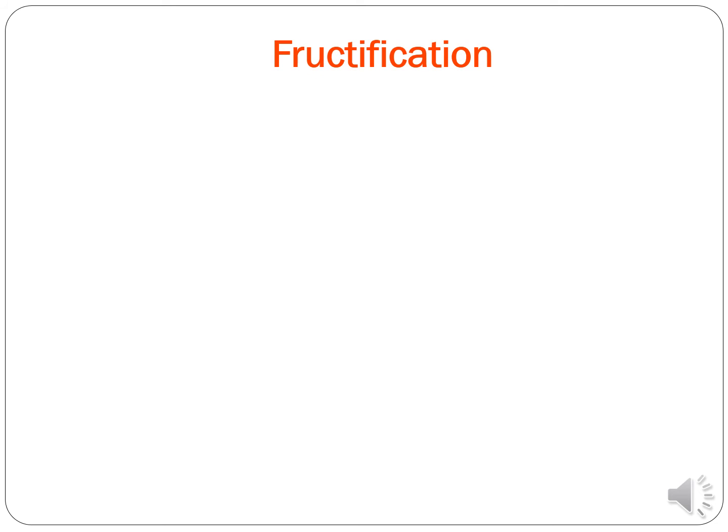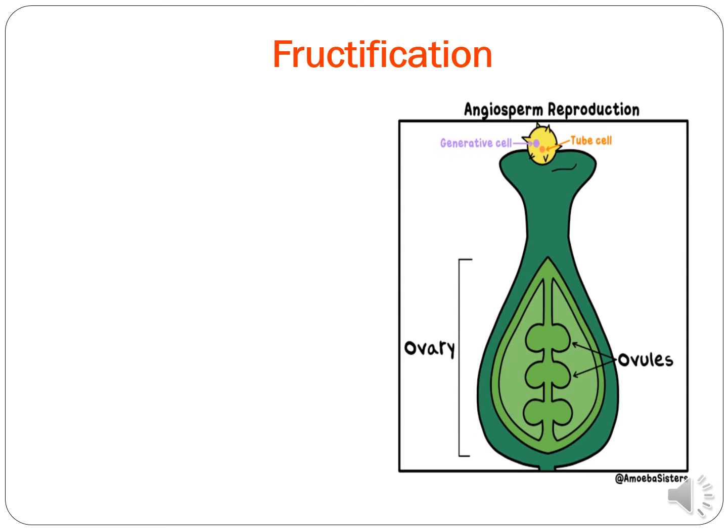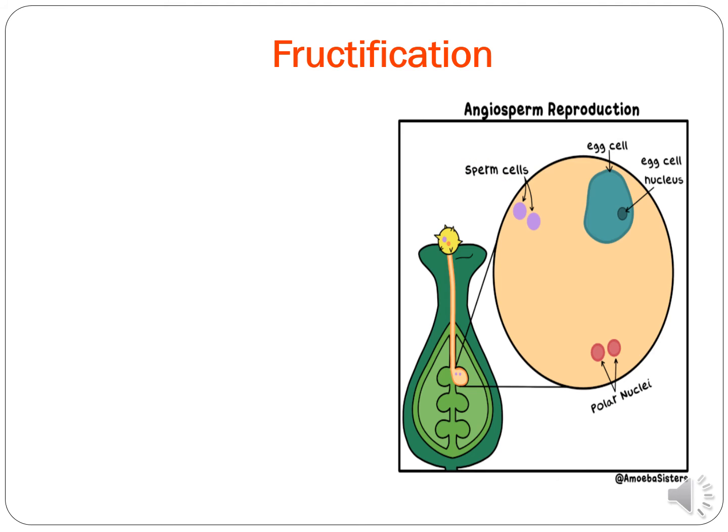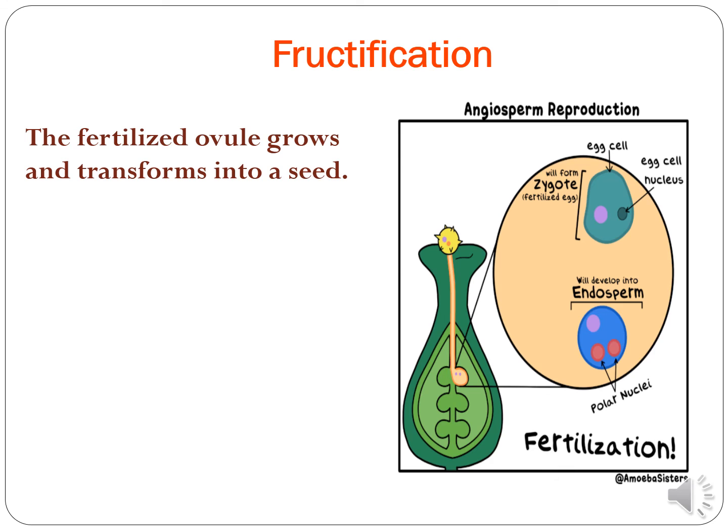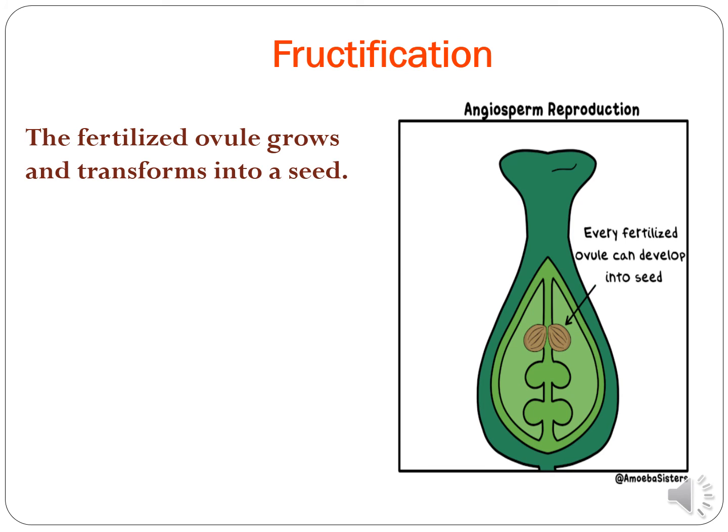Fructification. Let's repeat what happens before fructification. First, pollination takes place, which is the fixation of pollen grains on the pistil wet end. Then, the pollen grain sends a tube reaching the ovule. The nucleus of the pollen grain mates with the female nucleus, the nucleus of the ovule. This is fertilization. After that, the fertilized ovule grows and transforms into a seed.